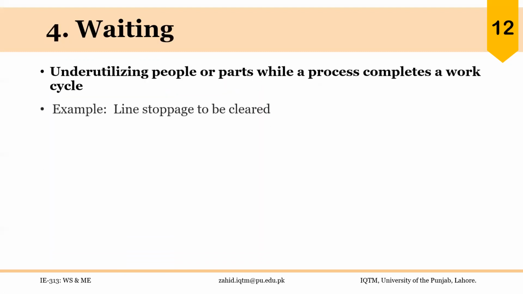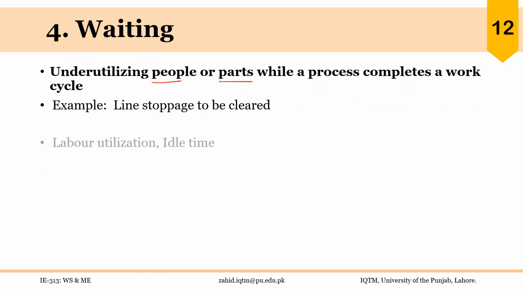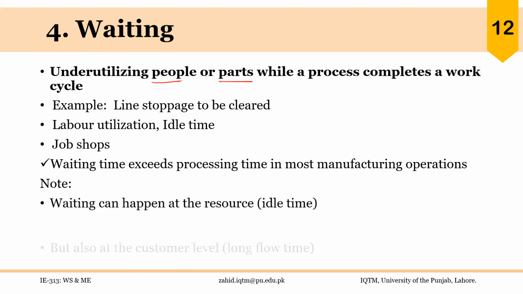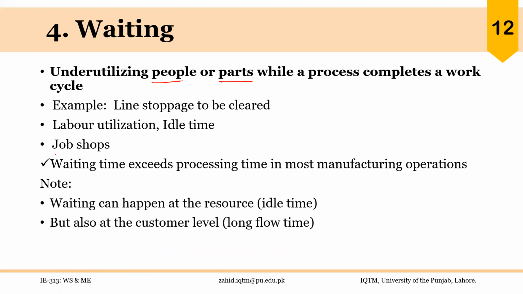The fourth is the waste of waiting: underutilizing people or parts while a process completes a work cycle. Line stoppages are a very common observation, where production stops because of a problem on an assembly line. Waiting is very common in service sectors as well. Job shops, as I mentioned, have a lot of transportation, but they also have a lot of waiting. Waiting time exceeds processing time in most manufacturing operations. We will see that graphically in one of the following slides: the time for waiting and transportation is huge in proportion to the time actually spent on a manufacturing operation.